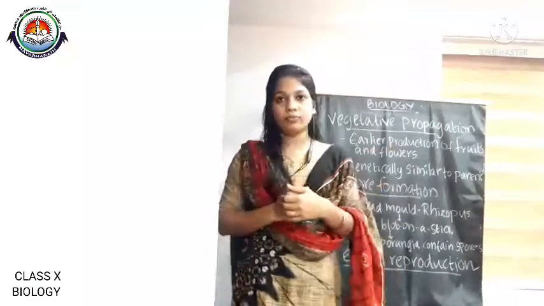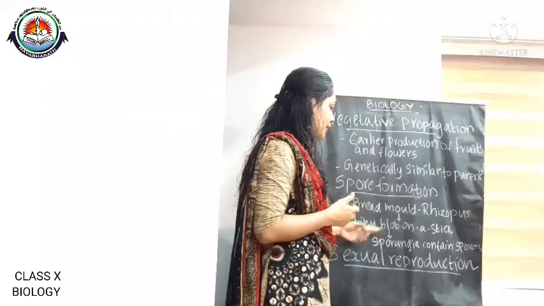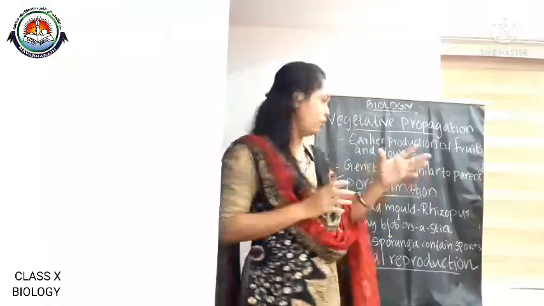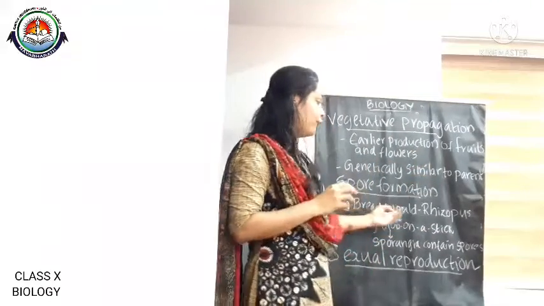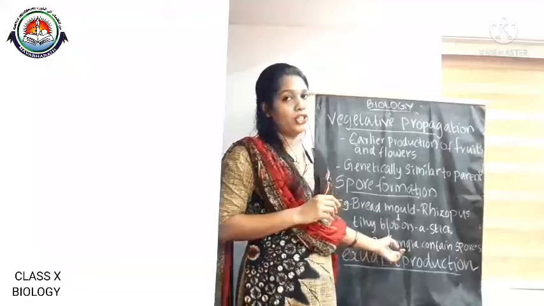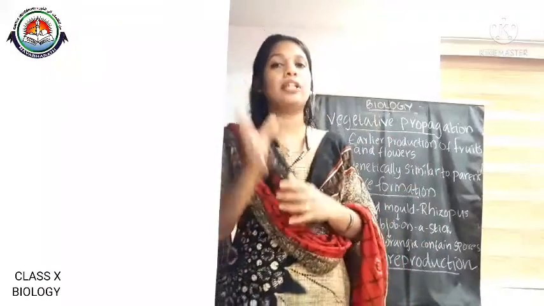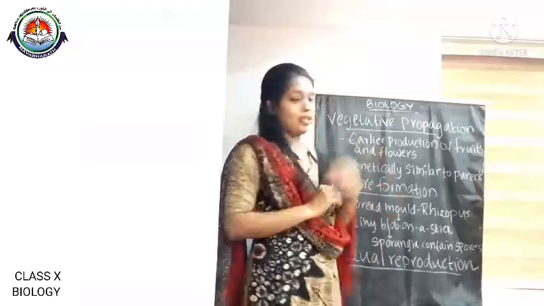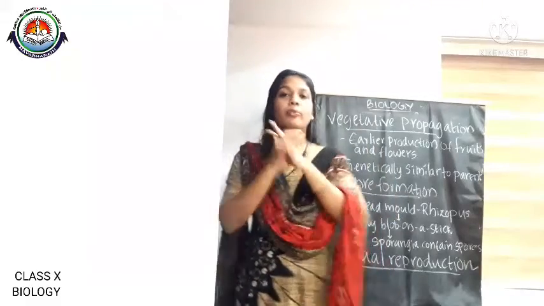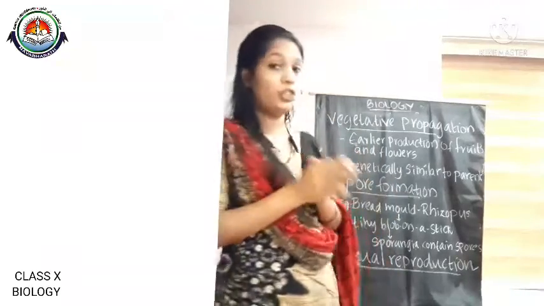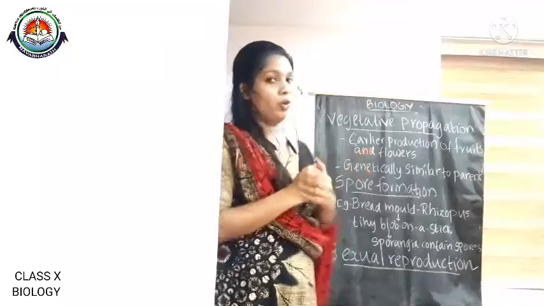I will repeat once more. The tiny blob on a stick on the body of the bread mold contains a sporangia. That sporangia contains numerous spores, and each spore will give rise to a new Rhizopus. That is the mode of asexual reproduction in bread mold.